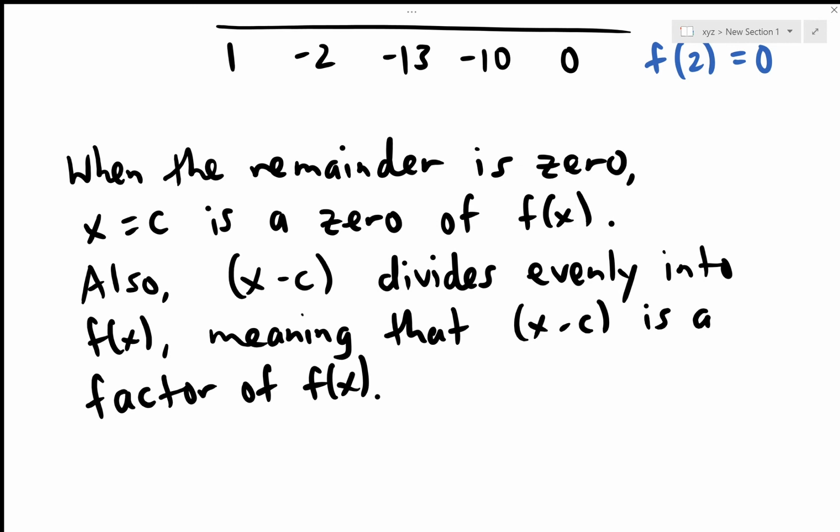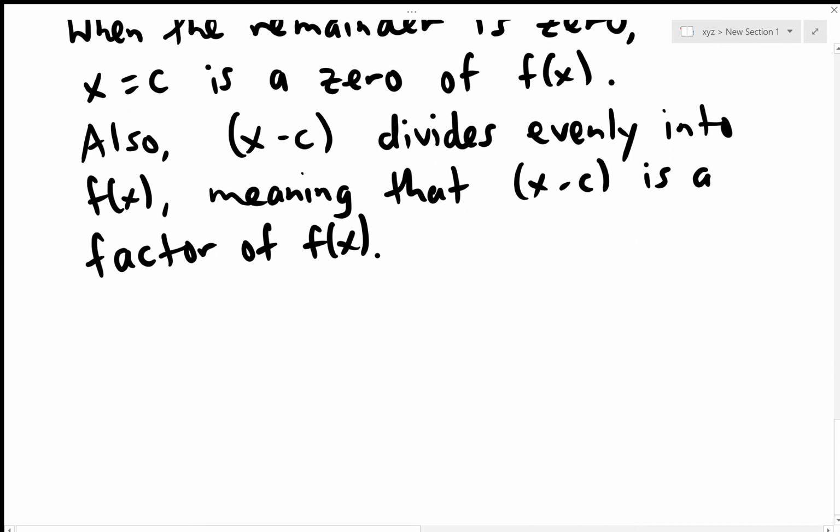And that's probably the bigger takeaway here, is that we're getting a factor of the polynomial, which will then allow us to find other factors, which is where we're going with all of this, is to be able to find all of the zeros and all of the factors of any polynomial. Okay, so to observe how all of that works, let's go ahead and consider another example.